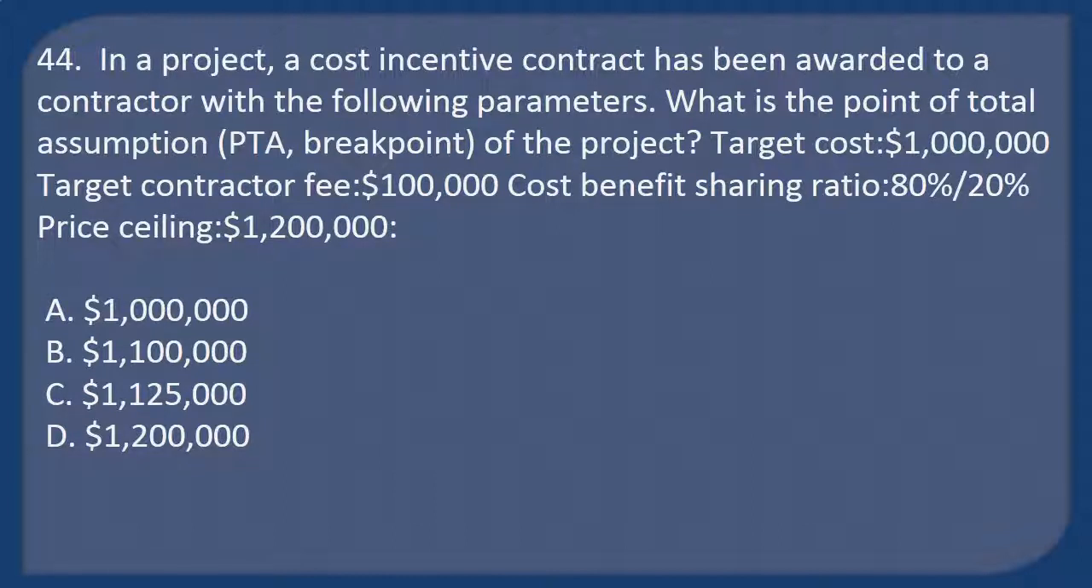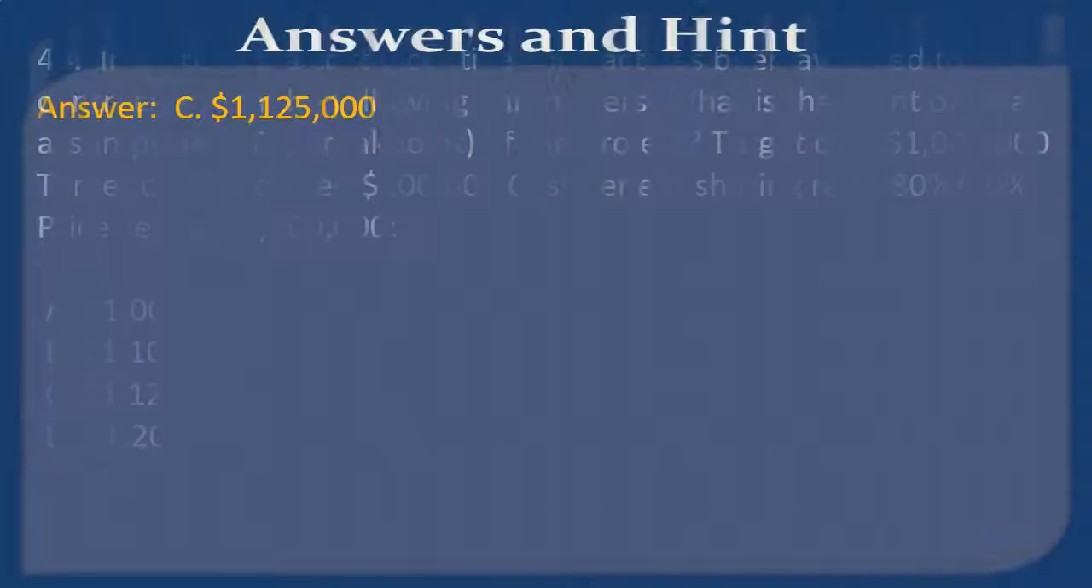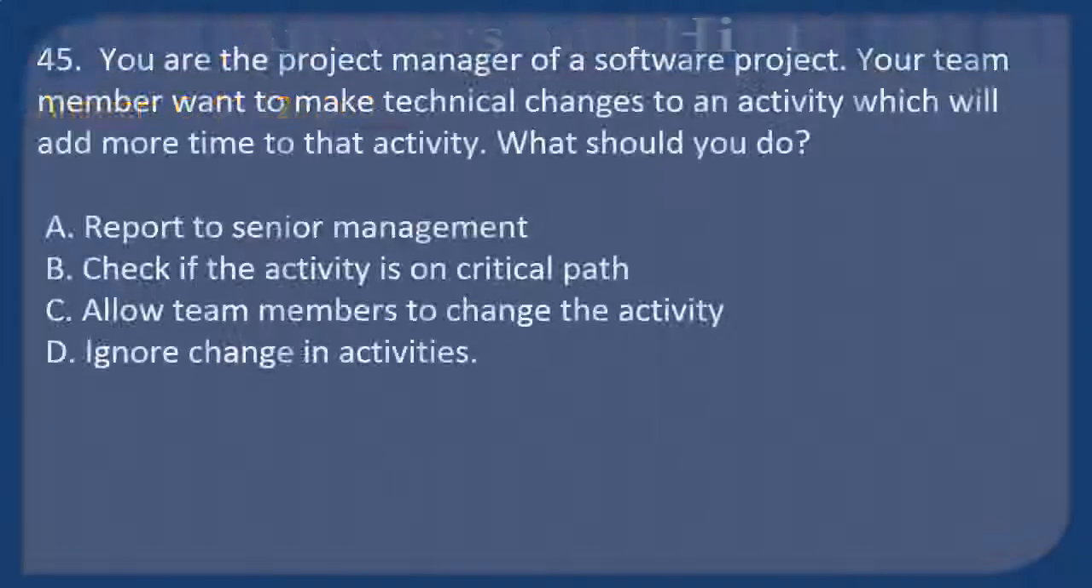A. $1 million. B. $1,100,000. C. $1,125,000. D. $1,200,000. Answer: C. $1,125,000. Question 45. You are the project manager of a software project.